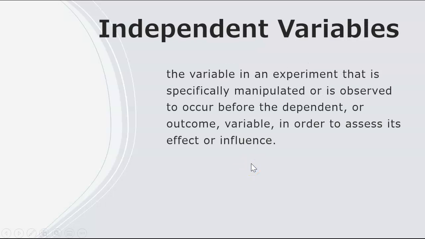Okay, so when I was learning this stuff, like 300 years ago, plus or minus, I learned that independent variables are what is not being measured during the experiment. In other words, if the scientists are changing it, it's the independent variable. Okay. According to the APA, and I stole this definition and all of the other ones for this lecture from their online dictionary at dictionary.apa.org, independent variables are the variables in an experiment that are specifically manipulated or observed to occur before the dependent or outcome variable in order to assess its effect or influence.